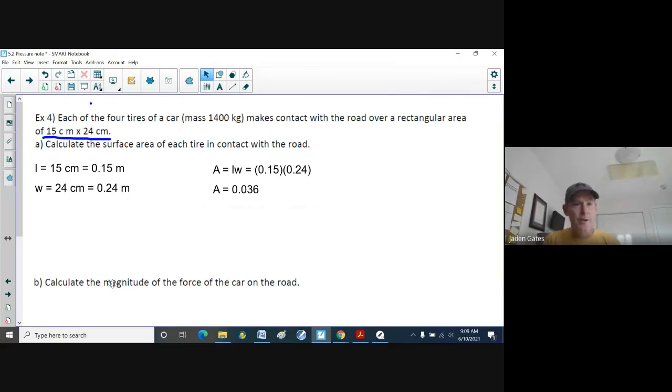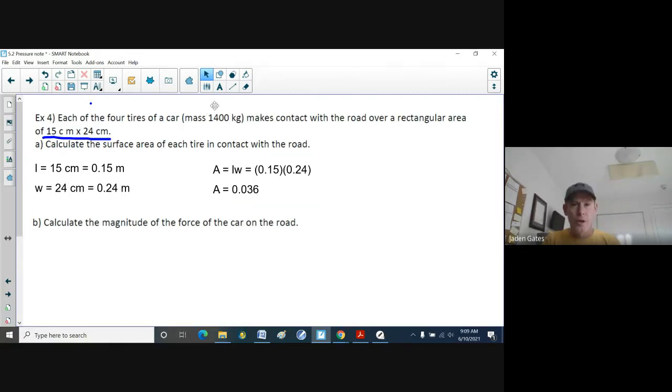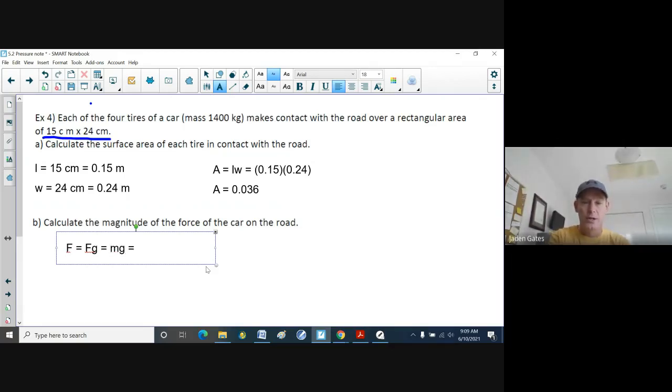Now we get to part B. Calculate the magnitude of the force of the car on the road. What we're talking about here is the weight of the car. To find weight, which would be our force, it's the force of gravity, the force that the car is pushing down on the road, which is our value of m times g. That's from our last couple of units. The mass of this car is 1,400 kilograms, times our 9.8.